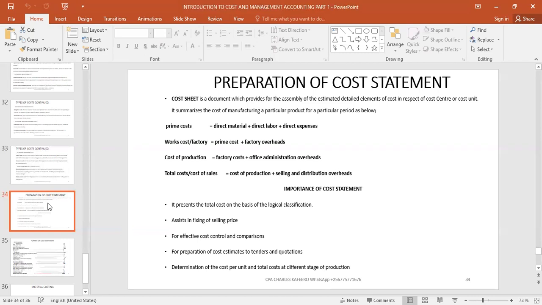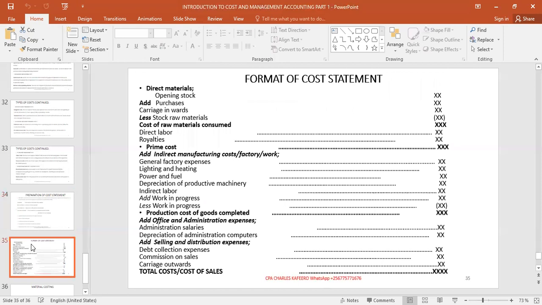If we deduct the losses we've incurred, because the normal losses are always there, if we remove them, you'll be knowing how much is the costs of the products you've produced. So allow me to give you the format of a cost statement or a cost sheet.